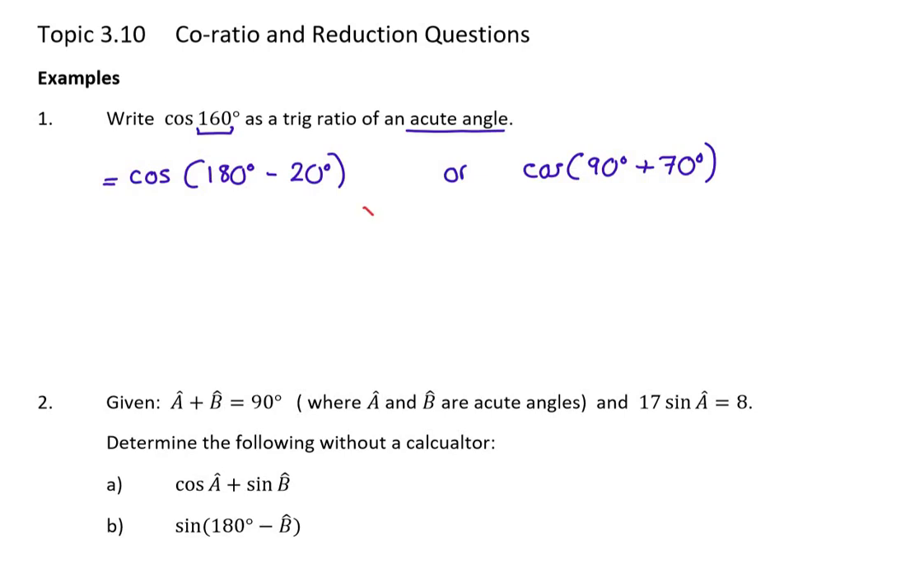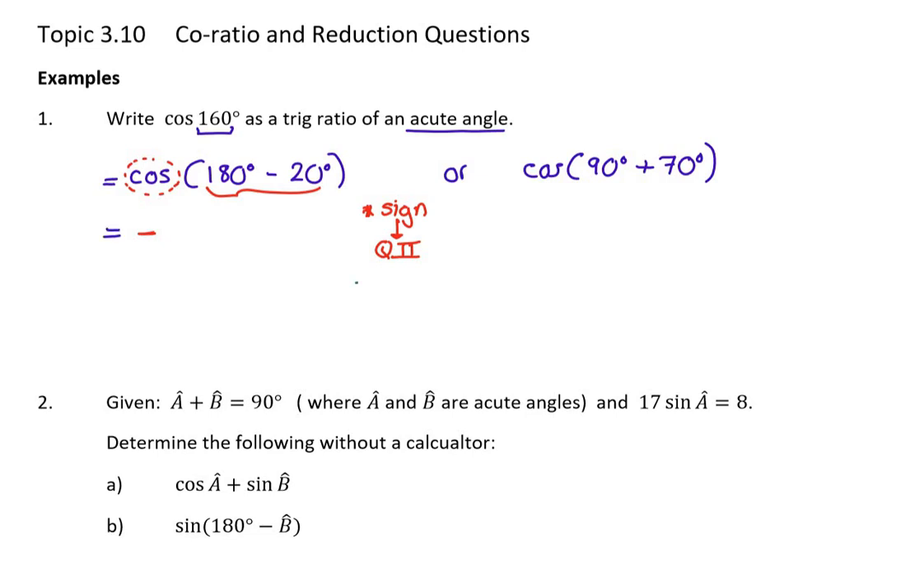Now don't forget that reduction comes down to two steps. The first step is we need to figure out the sign of the reduction. And the sign of the trig ratio depends on what quadrant you're working in. So if you're working with 180 minus something, you're going to be working in quadrant 2. And cos is negative in quadrant 2. So my first step is done.